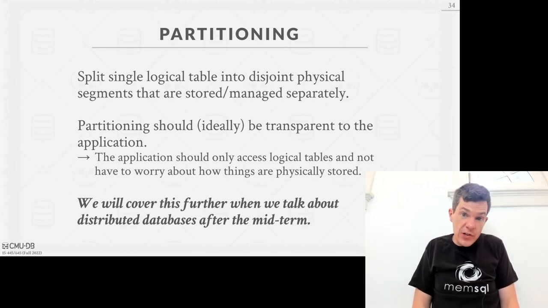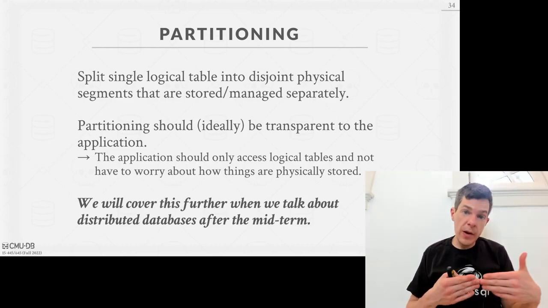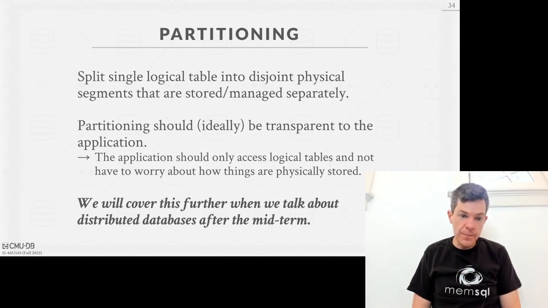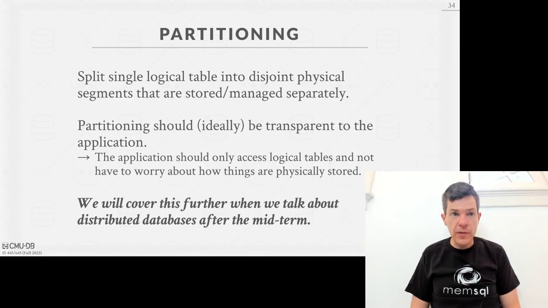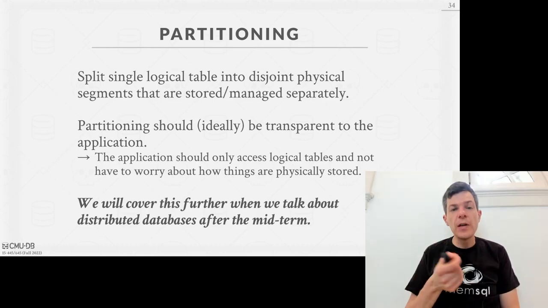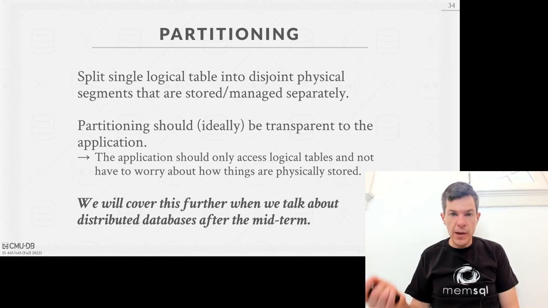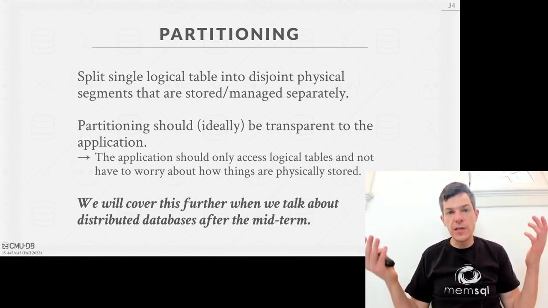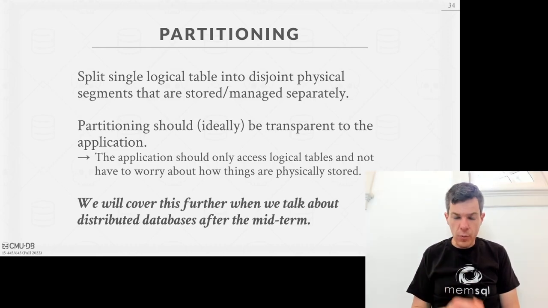And ideally, we want this partitioning to be transparent to the application because we always want it to appear as a single logical table, even though physically it's stored in different ways. But again, sometimes this information bleeds out into the application, and we can talk about the implications of that later. I don't want to go into too much detail right now. We'll cover this when we talk about distributed databases, because we don't need to know this technique to get through query planning and transactions, but we need to know about this for scaling out to multiple machines. So again, we'll cover that later in the semester.